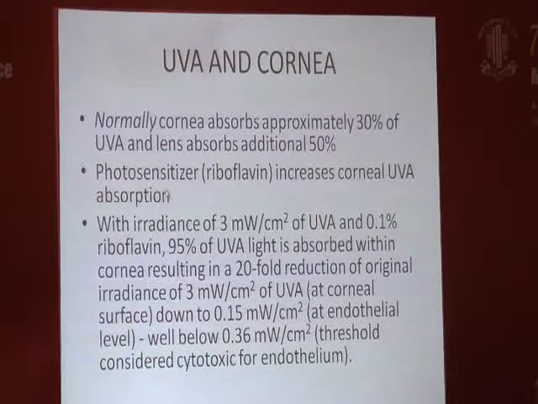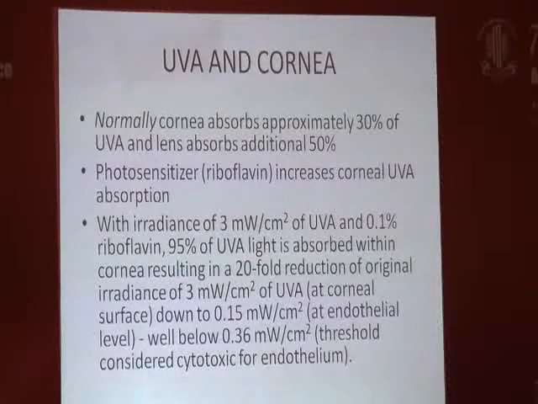Now, normally the cornea, we know, absorbs approximately 30%, and the lens absorbs an additional 50% of UVA. But as I said, the photosensitizer riboflavin increases corneal UV absorption, and at the dose of 0.1%, it plateaus off. If you increase the dose of riboflavin more than 0.1%, it doesn't really cause any greater increase of UV absorption. It just plateaus off at 0.1%, and that's the reason we use 0.1%.